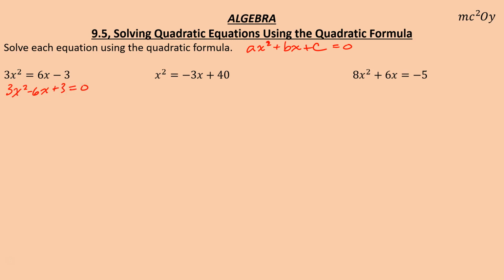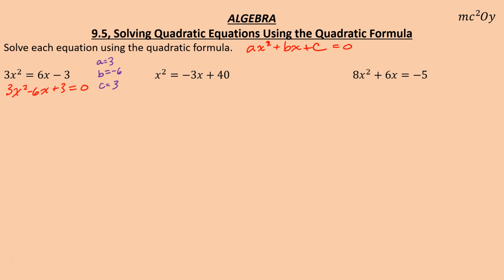It's really important that you stay organized when you do these. I'm also going to identify what a, b, and c are here, and I'll always do that. A is equal to 3; it's the number in front of x squared, the coefficient of x squared. B is equal to negative 6; it's the number in front of the x. And c is your constant there, 3.